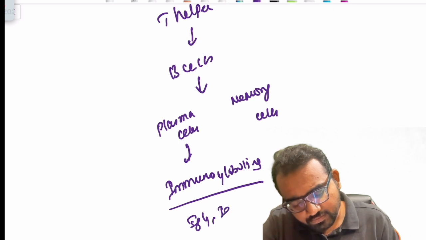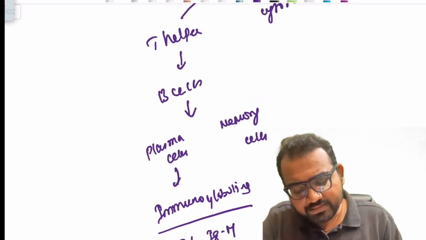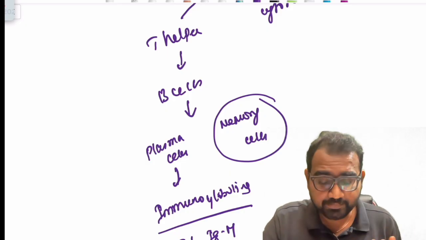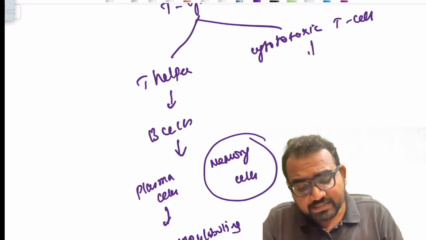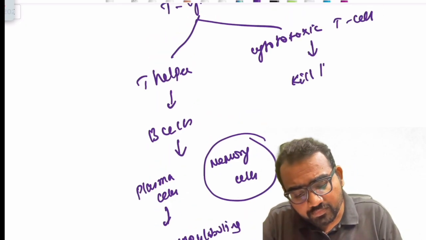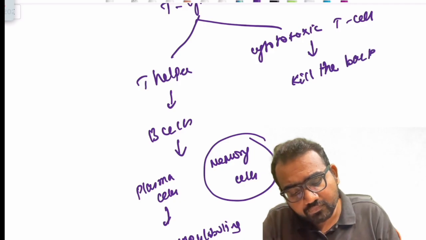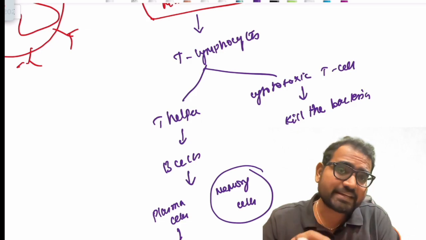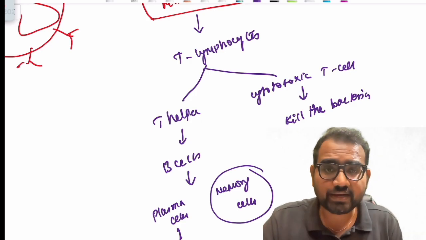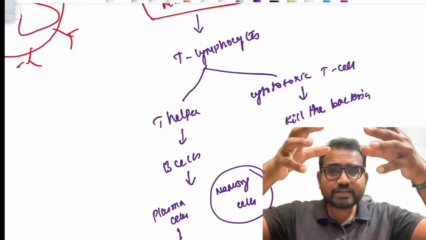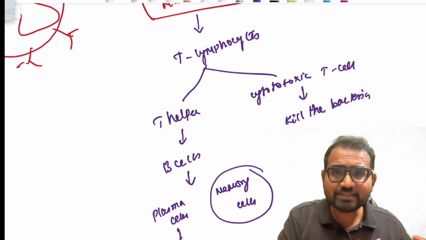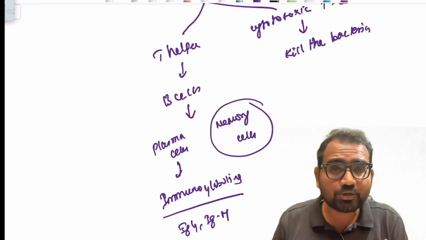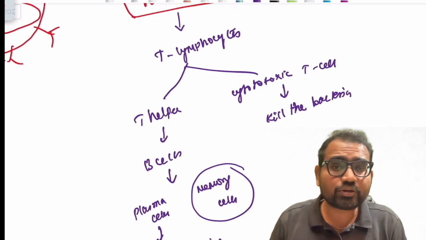IgG, IgM. And memory cells, they are going to fight against the upcoming infection, faster. And cytotoxic T cells, they are going to kill the bacteria. So this is how innate immunity is linked to the adaptive immunity by the dendritic cells. So the T lymphocytes: T helper, cytotoxic T cells. T helper activates B cells, produces plasma cells, produces immunoglobulins, and cytotoxic T cells are going to kill the bacteria.